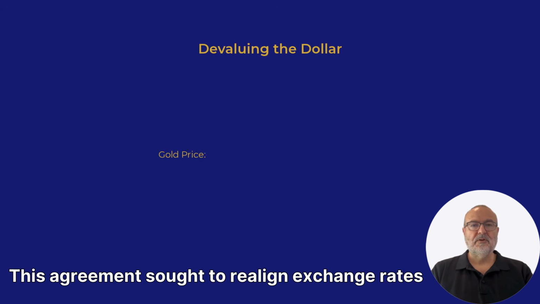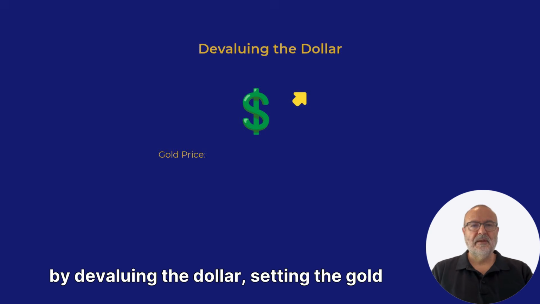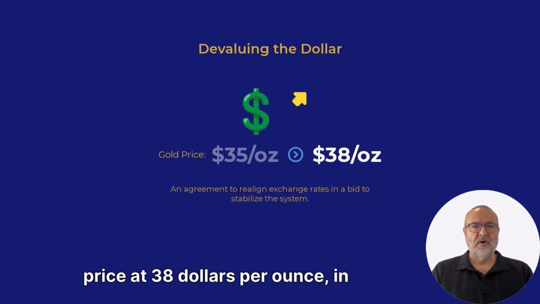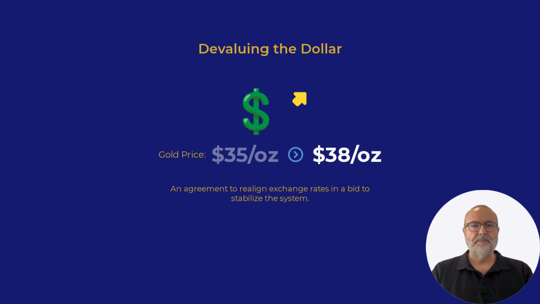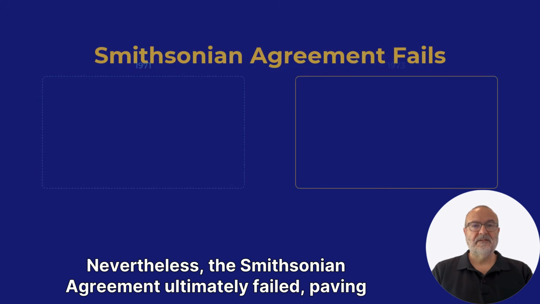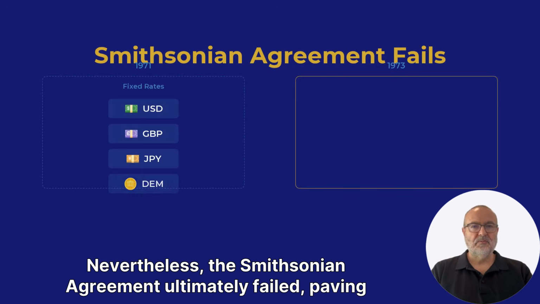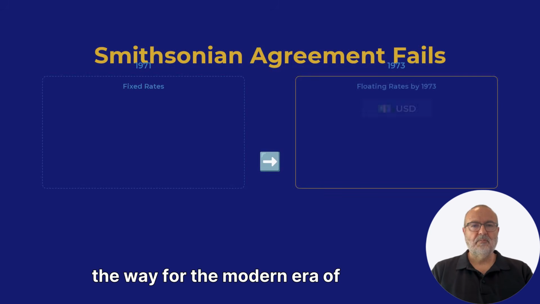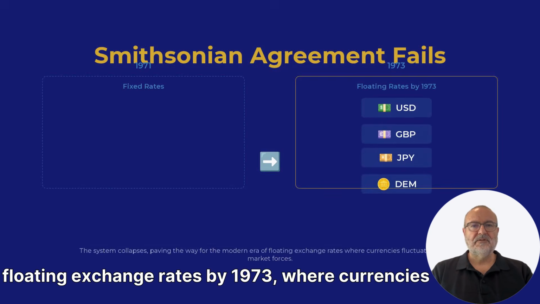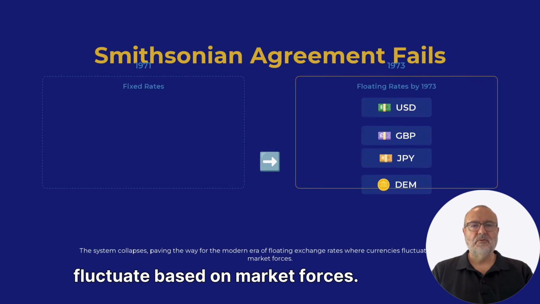This agreement sought to realign exchange rates by devaluing the dollar, setting the gold price at $38 per ounce in a bid to stabilize the system. Nevertheless, the Smithsonian Agreement ultimately failed, paving the way for the modern era of floating exchange rates by 1973, where currencies fluctuate based on market forces.